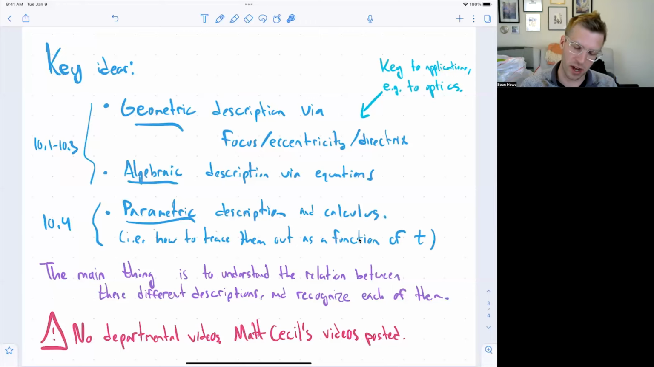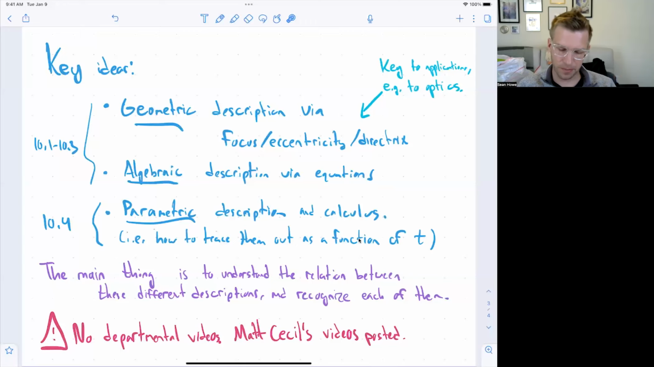So 10.4 talks about parametric descriptions of curves in general, but in the examples there's a focus on parameterizing ellipses, parabolas, and hyperbolas. Once you have a parameterization, you can also start to do calculus with it. The kind of calculus operations you do there start to build towards the things you'll do in calculus 3, where you apply calculus in higher dimensions.